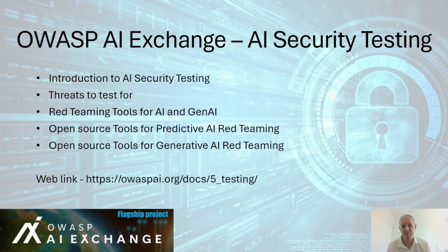In this lesson, we'll explore the AI security testing chapter of the AI Exchange. You'll learn the following: an introduction to AI security testing, threats to test for, red teaming tools for AI and Gen AI, open source tools for predictive AI red teaming, and open source tools for generative AI red teaming. The link to the AI Exchange security testing page is located on the screen at https://owaspai.org/docs/5_testing. Let's move into the first section, which covers the introduction for AI security testing.